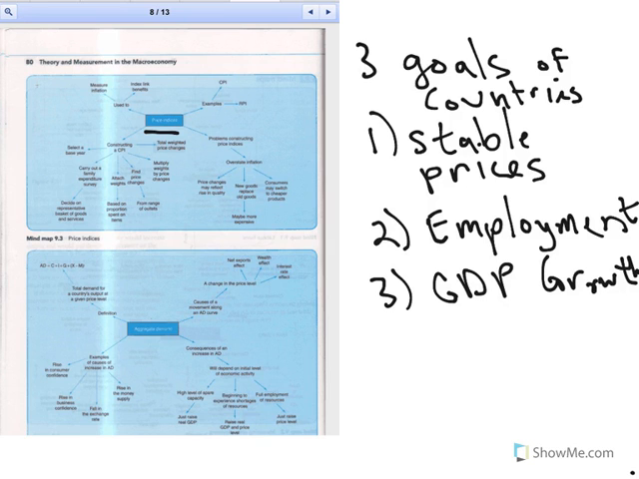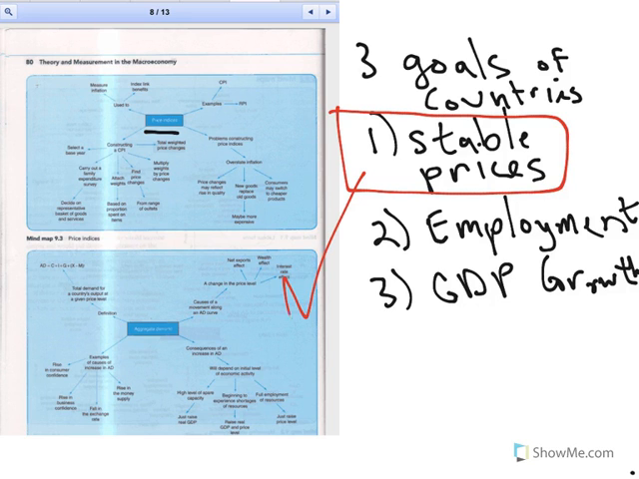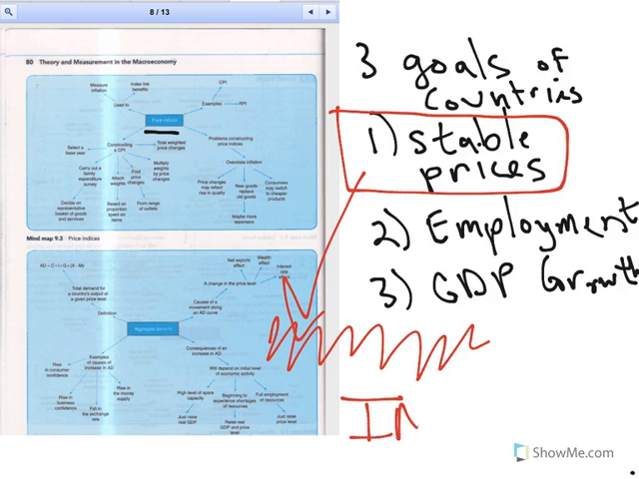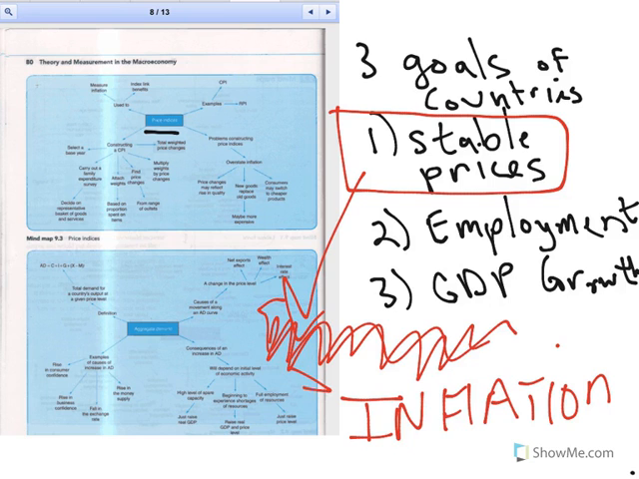In this section, we concentrate on the first goal, the stability of prices. Because when prices become unstable, we have this bad word called inflation. Inflation means that at each given price, it costs more to get the same goods as before. So inflation is bad. Unstable prices lead to inflation. That's what we're talking about in this section.